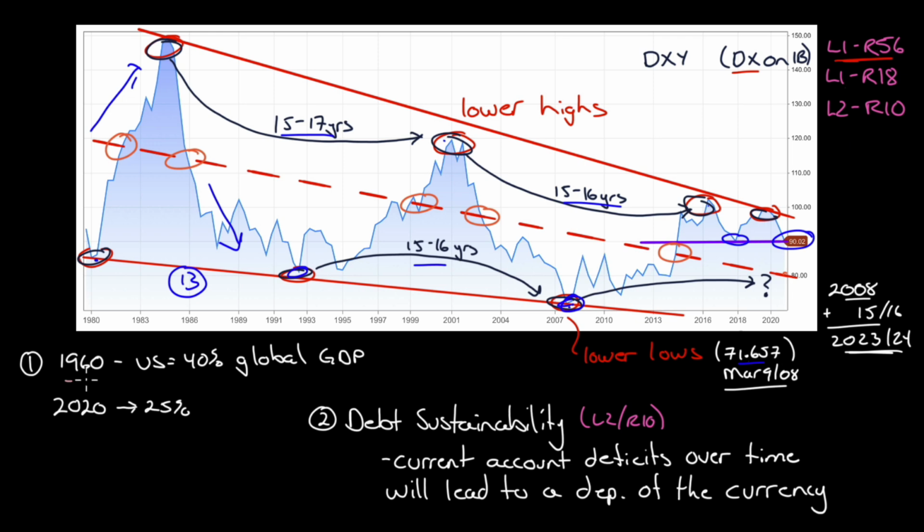Number one, in 1960, the U.S. made up 40% of global GDP. In 2020, it only makes up 25% of global GDP. So U.S. economic activity as a percentage of global economic activity is becoming less and less important.